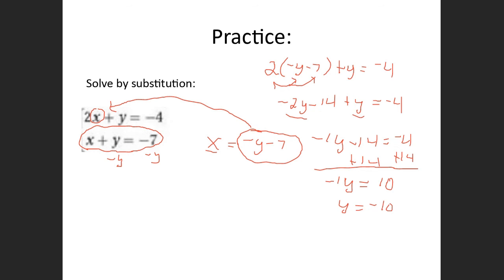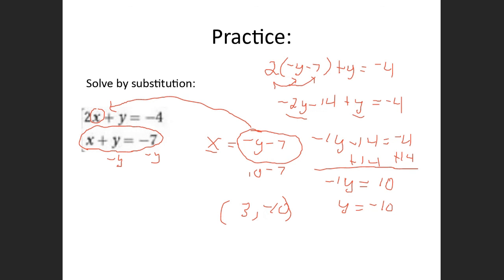So now I know what y is equal to. My answer is going to be negative 10, and then I'm going to plug that back in here to find out what x is. So negative y, with y being negative 10, is positive 10, minus 7, so 10 minus 7 is 3. So my solution should be 3, negative 10.